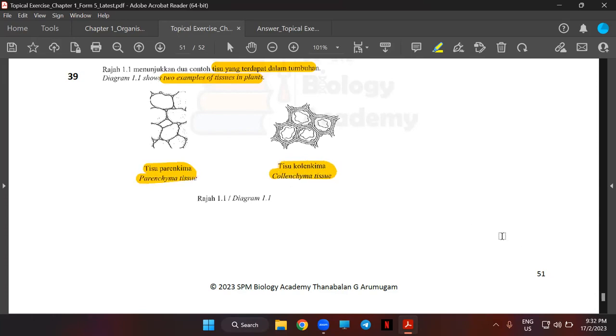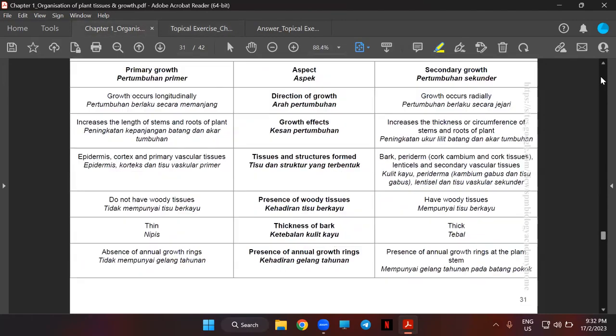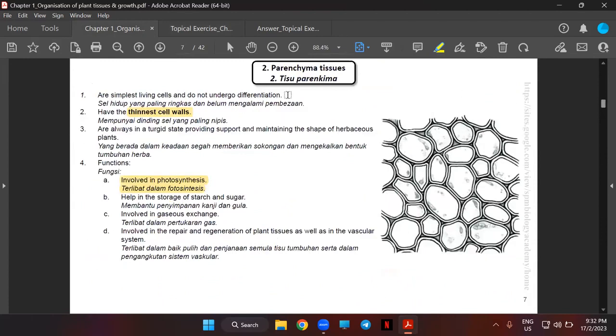Okay, right. What is the question? Nyatakan satu ciri bagi setiap tisu tersebut. One characteristic, state saja for each tissue. One mark. State one characteristic. Nyatakan satu ciri. Okay, apakah ciri tisu parenchyma? Only one mark, so only one. Okay, we take from here.